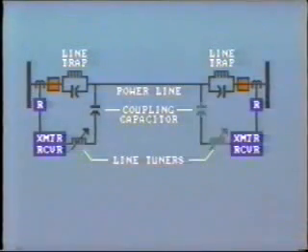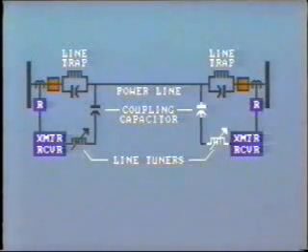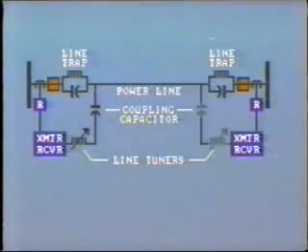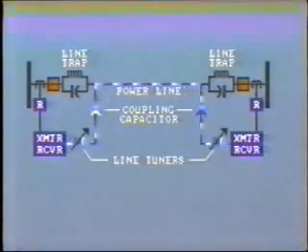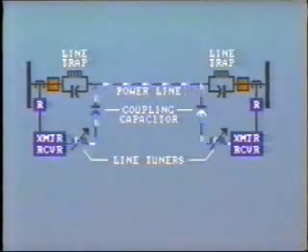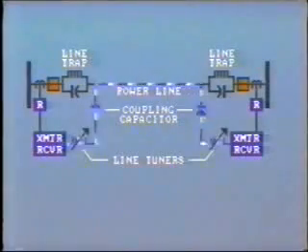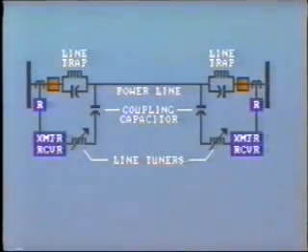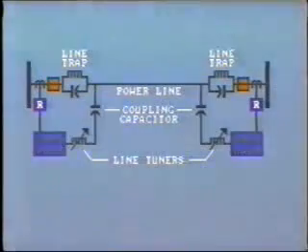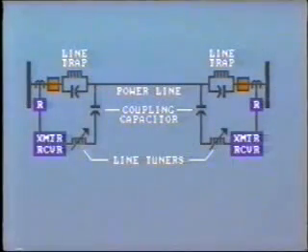At the receiving end of the line, a similar coupling capacitor and tuner are installed, connected to the receiver. Provided the line tuner is adjusted to the same frequency, the transmitted signal flowing along the line will now pass into the receiver for appropriate action. Both a transmitter and a receiver are installed at each station at both ends of the line.